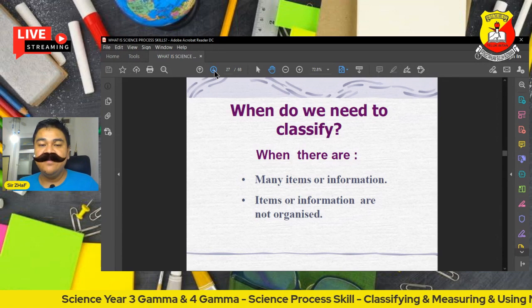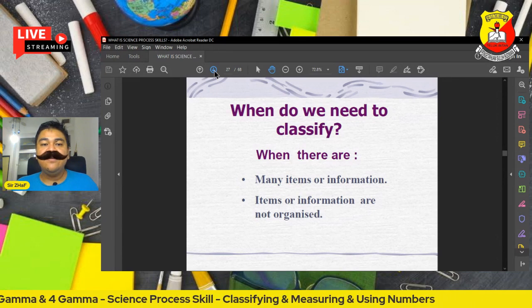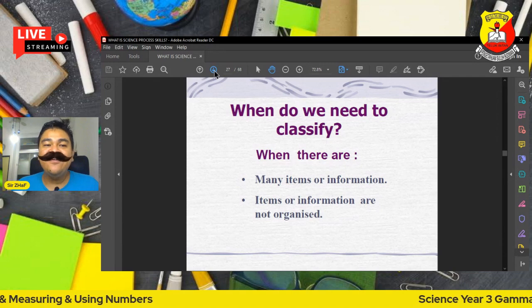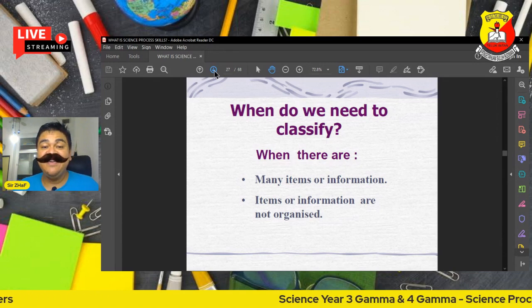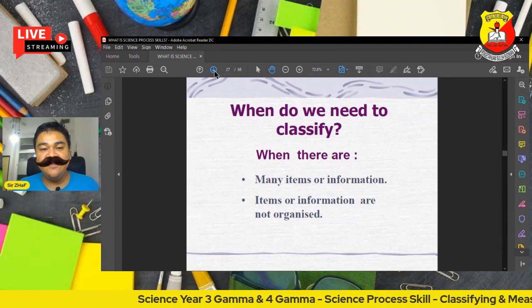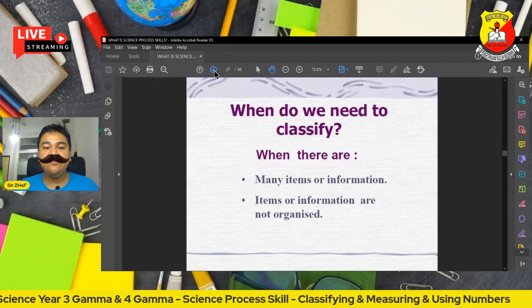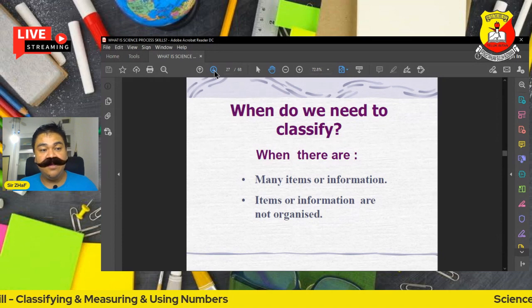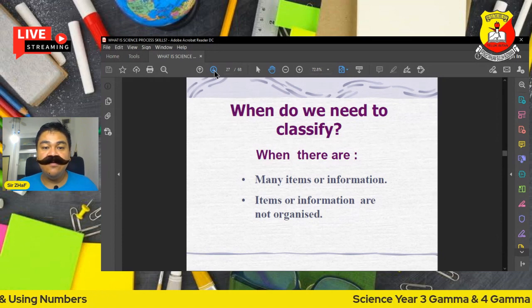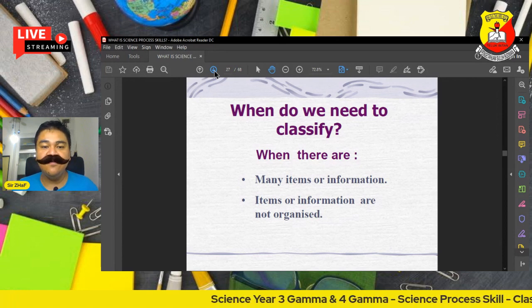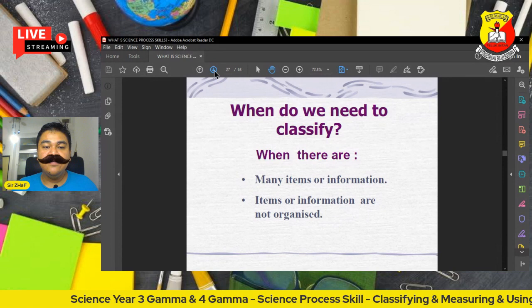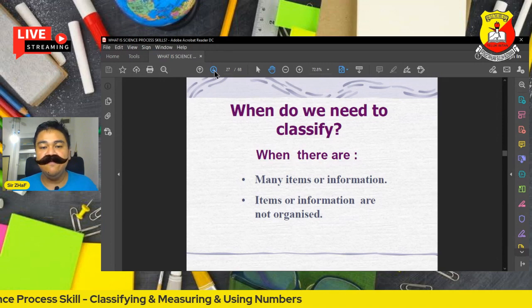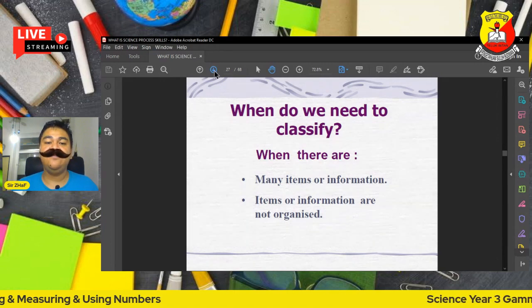A group of the level of your understanding. We need to classify you by your level of understanding of this topic. There are some of you who do not know how to classify. Some of you know a little, a bit of how to classify, and then there are some of you who really know how to classify.